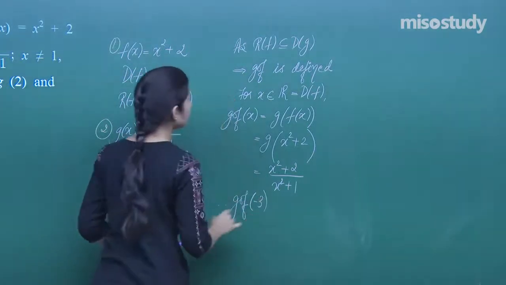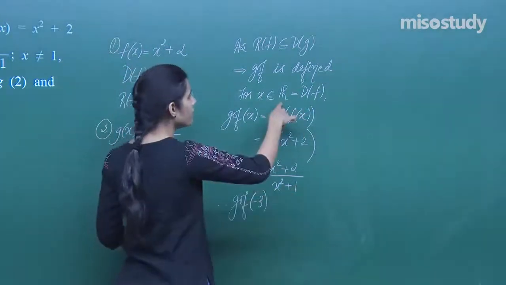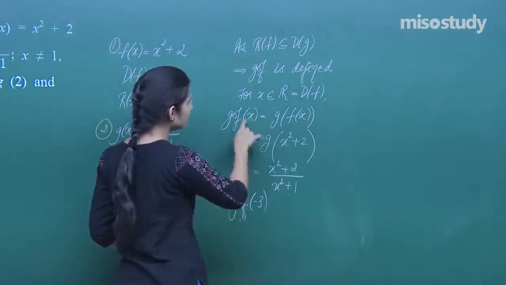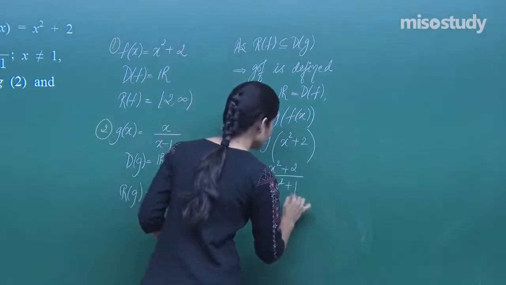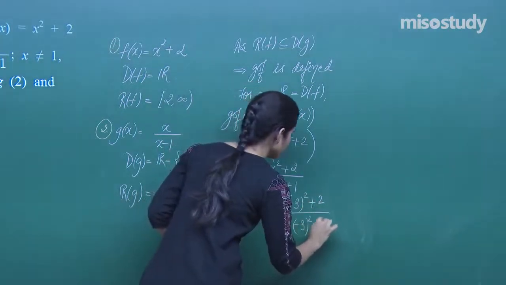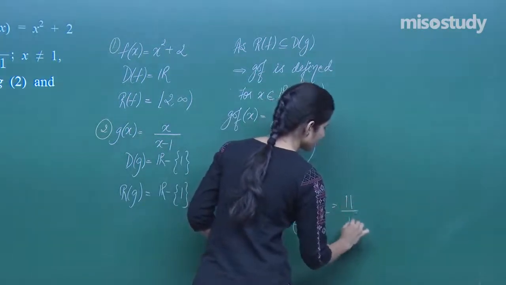Therefore gof of minus 3, where minus 3 definitely belongs to the collection of all reals, that is the domain of f, which is also the domain of gof. So for x equals minus 3, gof of minus 3 is a defined quantity, and it is equal to minus 3 square plus 2 upon minus 3 square plus 1. This is 9 plus 2, 11, upon 9 plus 1, 10.